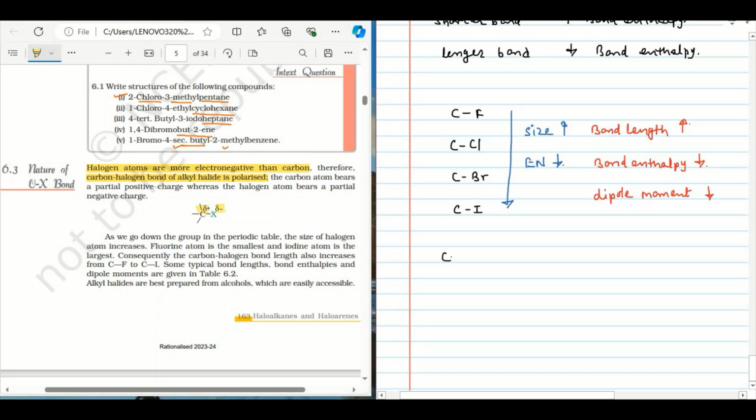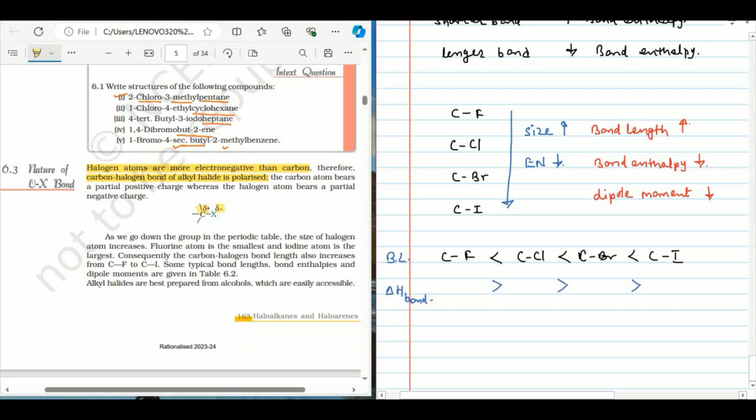I can write in this way also, carbon fluorine, the bond length will be more in case of carbon chlorine and it will be more in case of carbon bromine and it is most in case of carbon iodine. This is the bond length. When you compare between bond enthalpy, this trend will be reversed because longer bonds are easier to break.